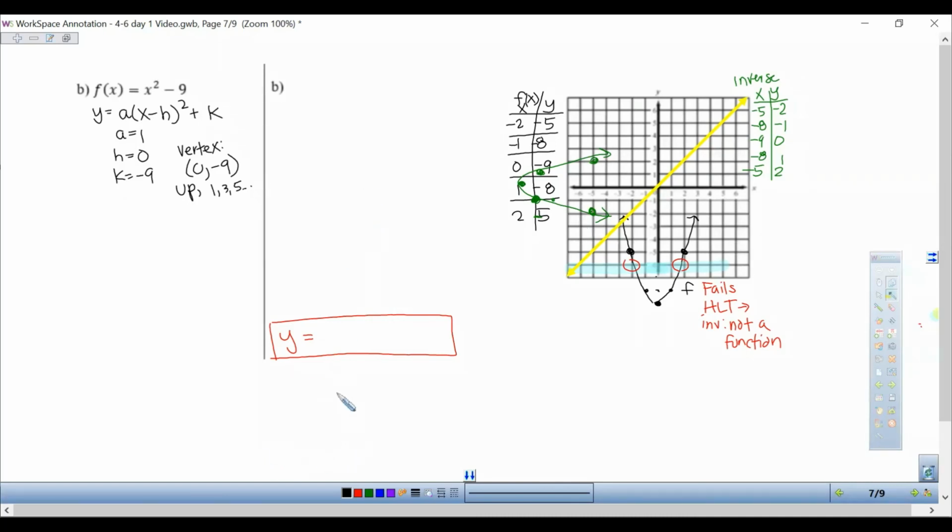So for this one, let's rewrite our equation. So we have f of x equals x squared minus 9. Remember, our first step is to change f of x into y. So y equals x squared minus 9. Then we switch the roles of x and y. So x is going to equal y squared minus 9.